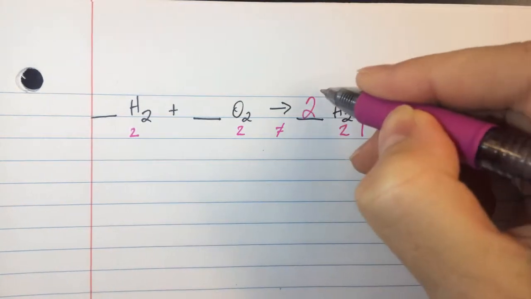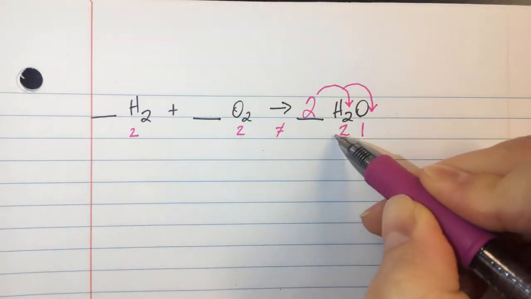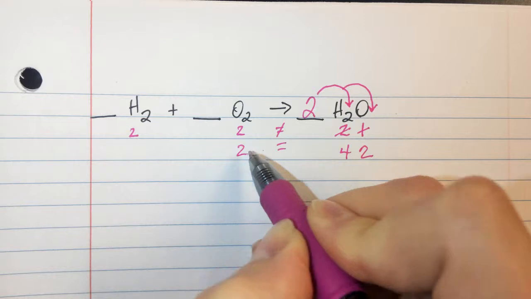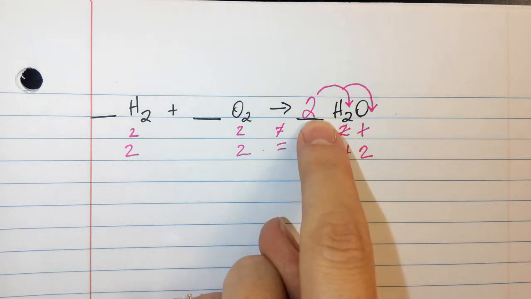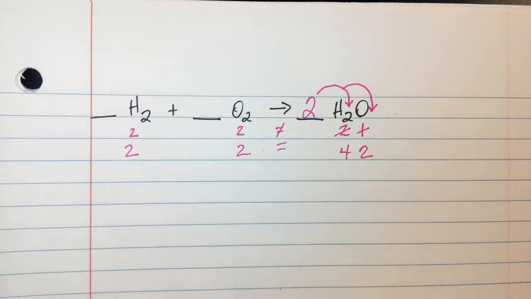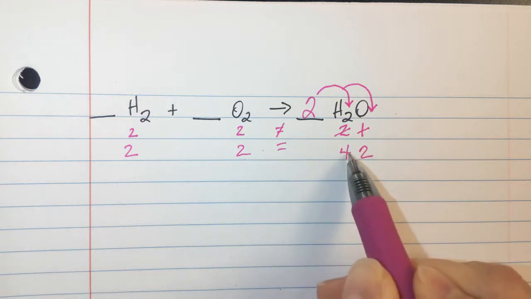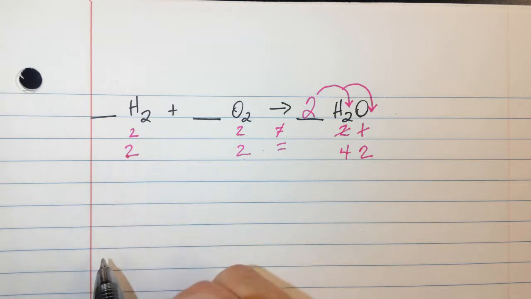So if I double this, it's going to be 2 times 2 and 2 times 1. So how many hydrogens would I have? 4. How many oxygens would I have? 2. Most people don't like to do this because they're worried about messing up their hydrogen. It's okay. Because what can we do to fix him now? 2 oxygens, 2 oxygens. 4 hydrogens, 2 hydrogens. How can this be 4? Double it.